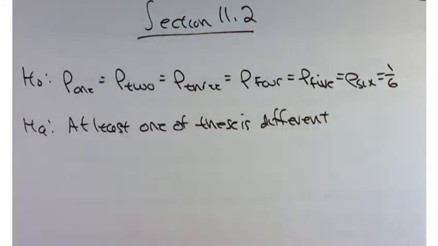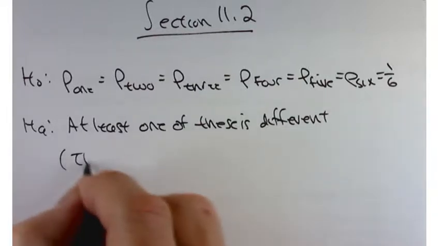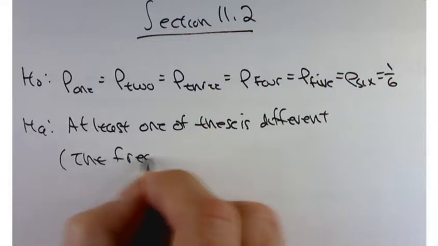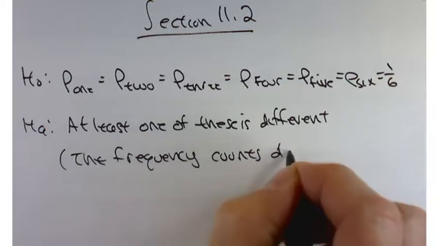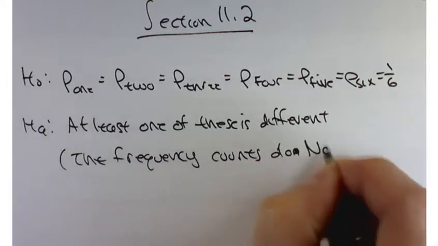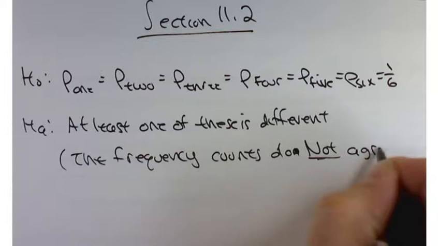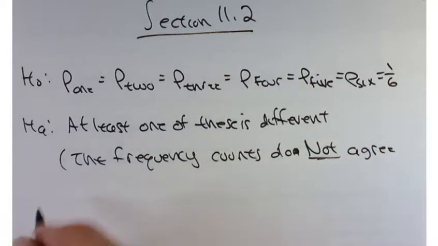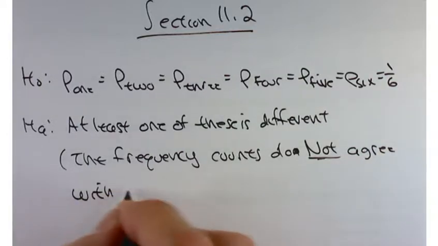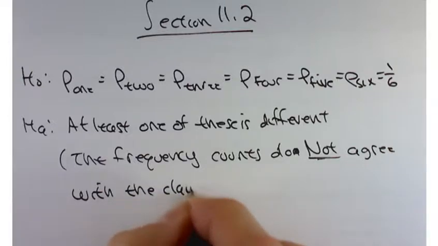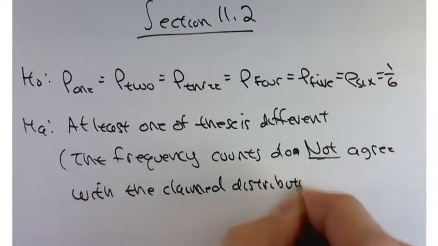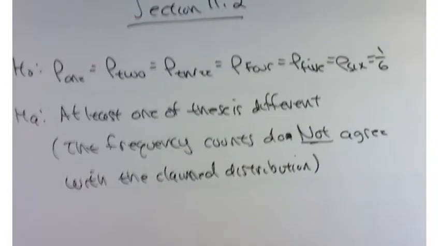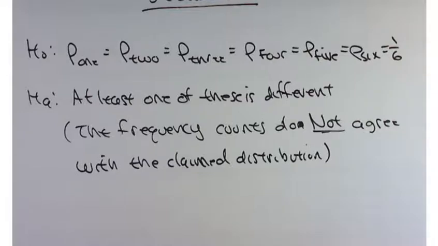You could also say that the frequency counts do not agree with the claimed distribution. That's a different way to approach it. Both of them are ways of saying that what we observed is not what we expected.